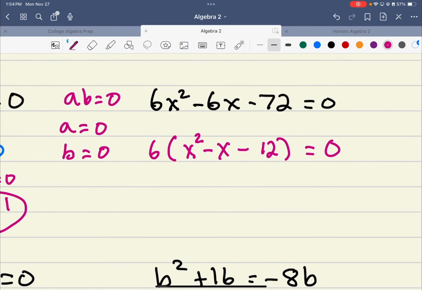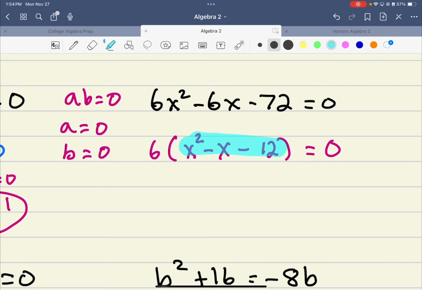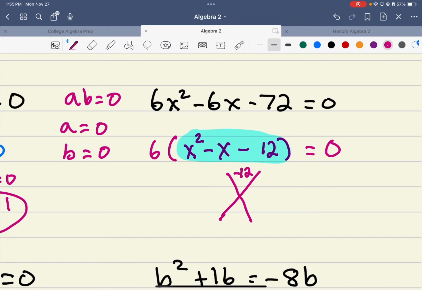Okay, now that equals 0. Now I have to look. I've got this trinomial sitting here. Trinomial, 3 terms means try the x. A times c is negative 12. B is negative 1. So one's a negative, one's a positive.